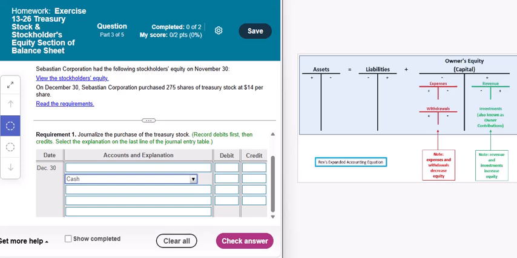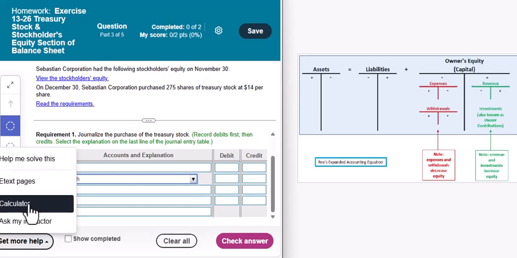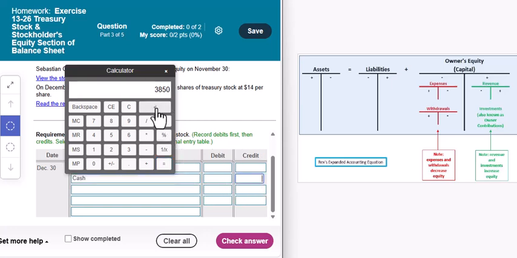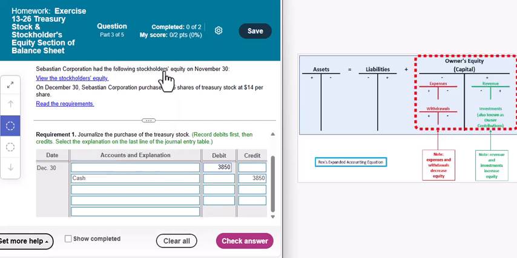So how much do we pay for this treasury stock? We bought 275 shares times, get our calculator out, $14 per share. 275 times 14 equals $3,850. Go ahead and enter that in here as a credit to lower cash. And we can also enter it as the debit here for treasury stock. So we'll input that account here too.